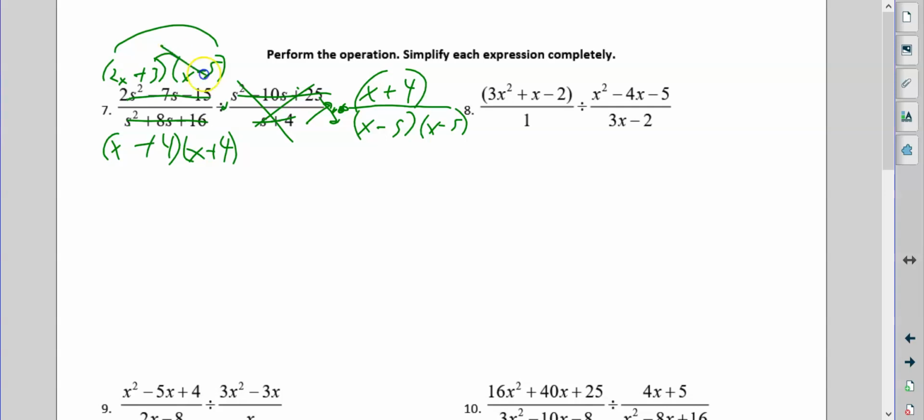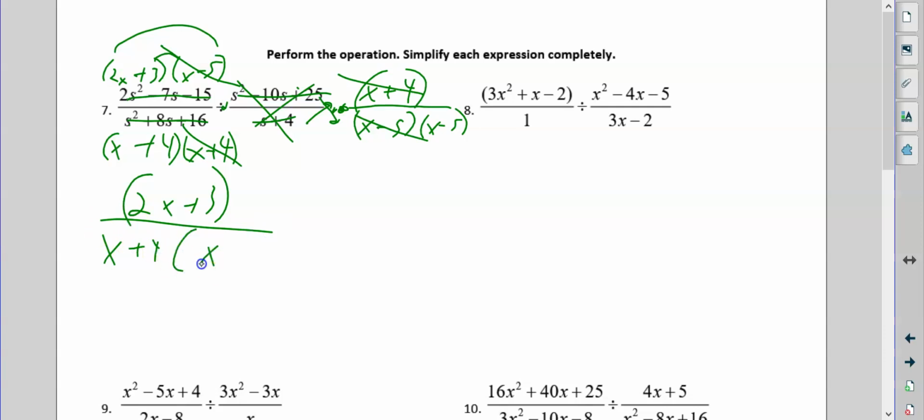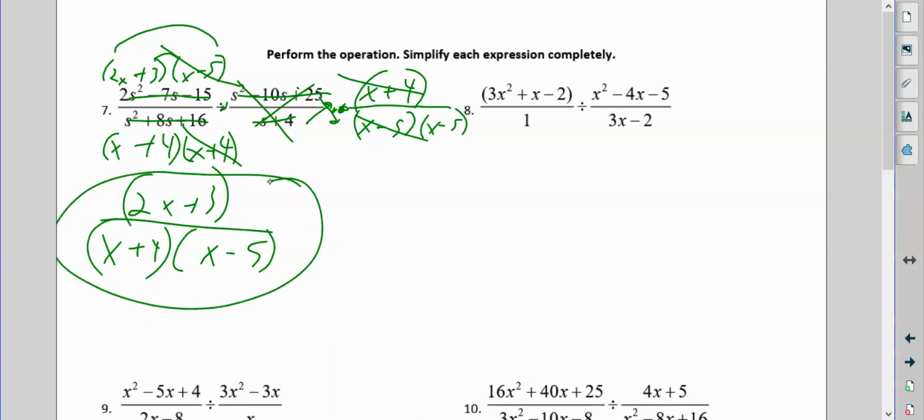So I have this x minus 5 with one of those x minus 5s. This x plus 4 with that x plus 4. What's left? 2x plus 3 over x plus 4, x minus 5. And yes, it's supposed to be x's, but they're just annoying to write.